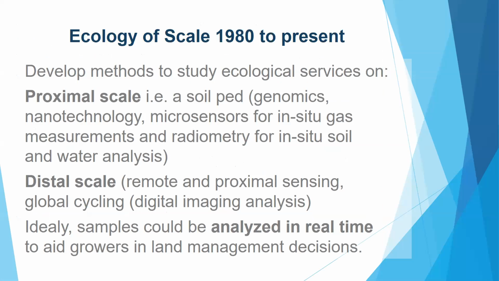Some of these technologies are not necessarily new. In fact, remote sensing and radiometry have been around since World War II, but what is different is our computational capacity. So until about 1980, and the advent of computers, ecological scale data was limited by our ability to not just collect samples, but to process data. And this was even true at the proximal scale, such as the soil pedon.